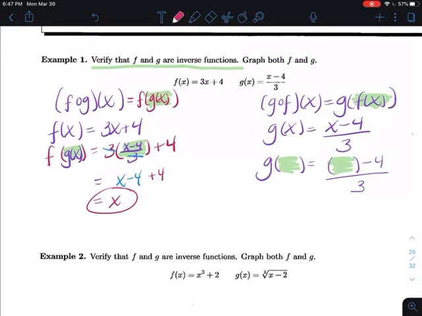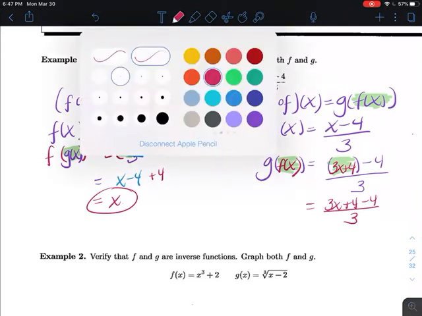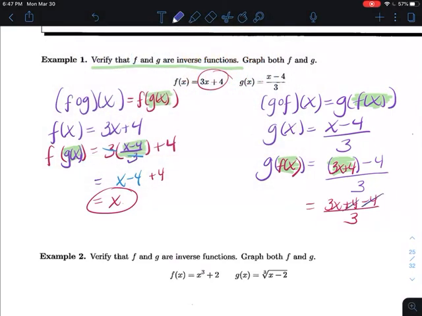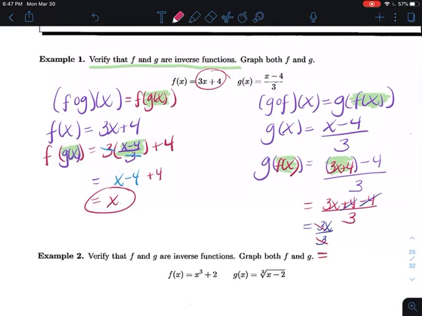On the left side, I just put f of x. But on the right side, in the numerator of this fraction, I'm going to put what f of x equals, which is 3x plus 4. And then I simplify. So I get 3x plus 4 minus 4 all over 3. The 4's cancel out. So I'm left with 3x over 3. And then the 3's cancel out. So my final answer is x. So just like before, I get x. So that's how you verify that two functions are inverses of each other. You find the composition.